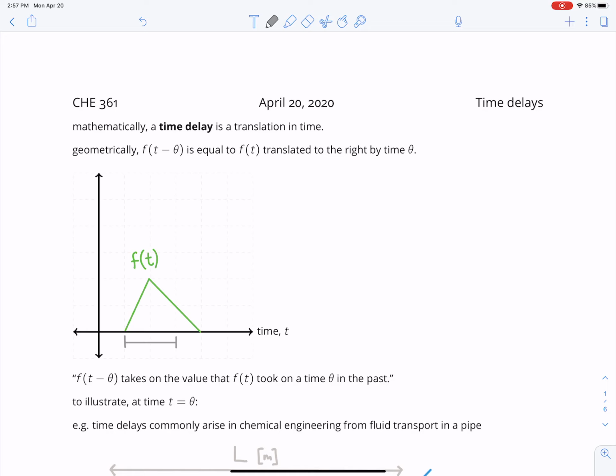We're going to shift it to the right. So now the function will start here and still have this slope of 1 right here. And this would be your function with the time delay. This is f of t minus theta. So if we introduce a time delay, geometrically we're shifting the function to the right.